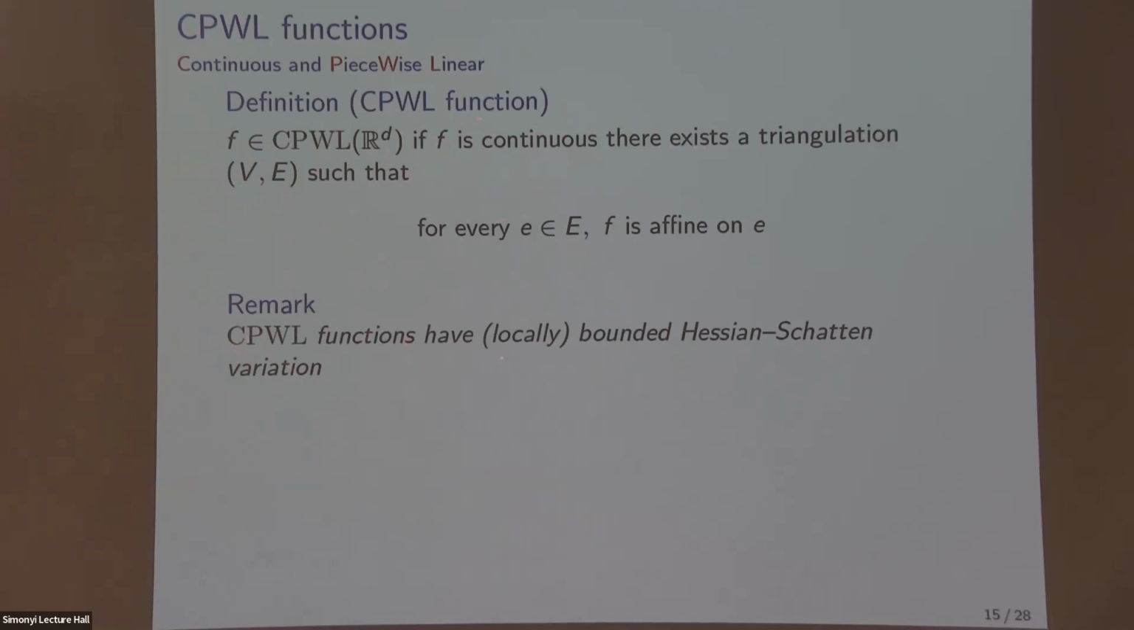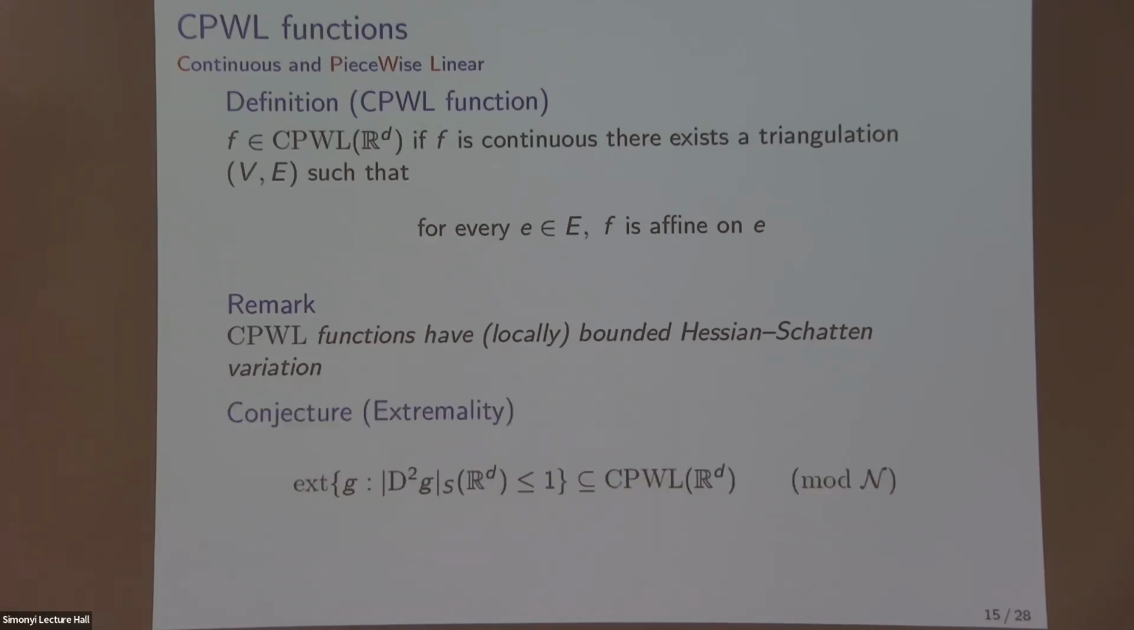Trivial remark: CPWL functions have locally bounded Hessian-Schatten variation, and this is because their gradient is a simple function. And so you also know a bit on how to do the computations in this setting. Okay, so one may hope that what happened in 1D also happens in higher dimensions.